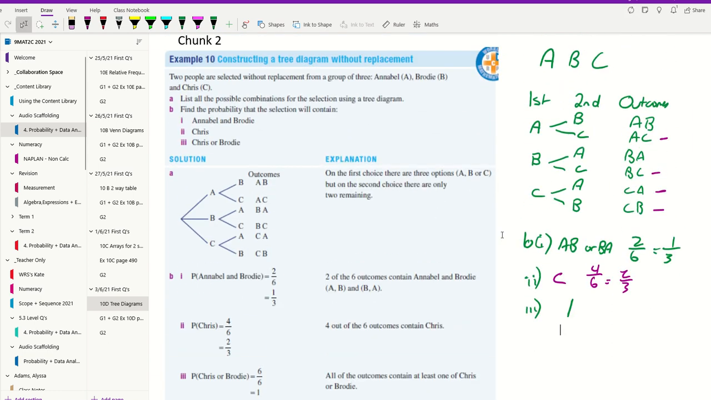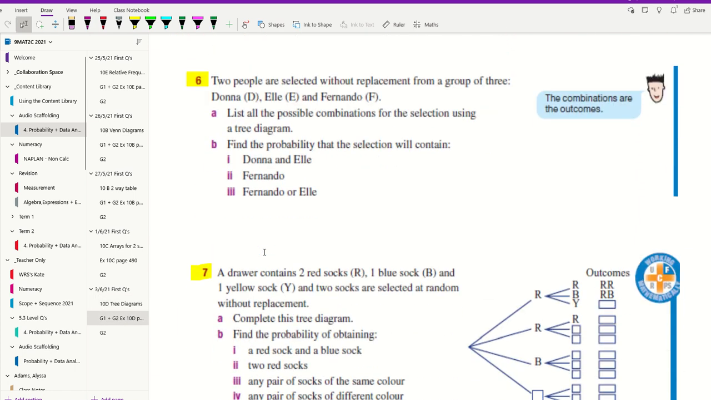All right, let's have a look at the chunk 2 questions. So coming down here, it says two people are selected without replacement from a group of three. So it looks like you're going to be doing very similar with Donna, Ellie and Fernando. So you're going to have three people here. It's without replacement. You've got your first choice there. You're making your column with your second choice exactly like that example I did just a second ago with ABC, you're doing with DEF. And then here you're finding the probability that you'll have both Donna and Ellie in it. Next will be that the selection will contain Fernando. And the last one, Fernando or Ellie. So that is exactly what I've just done.